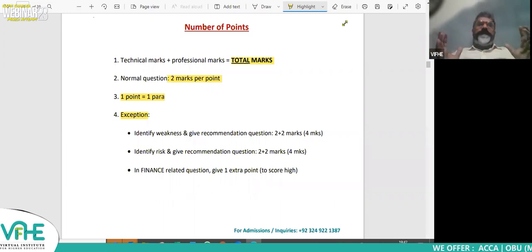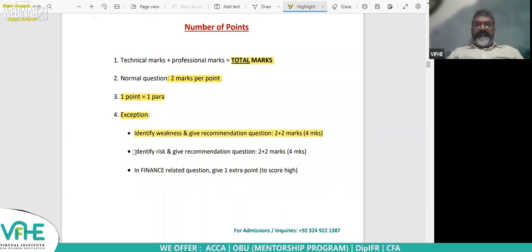One paragraph should be like 2 or 3 sentences, 2 or 3 lines, not more than that. All right. Similarly, exactly the same, when the question says identify the risks and give recommendation, again we will follow the same thing. So whenever there's a recommendation, there's an extra 2 marks. And lastly, in a finance related question, give 1 extra point.